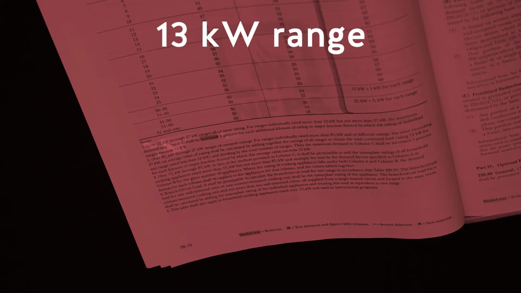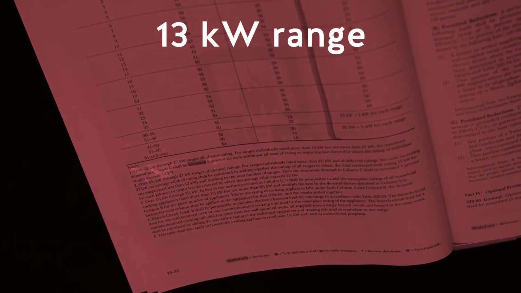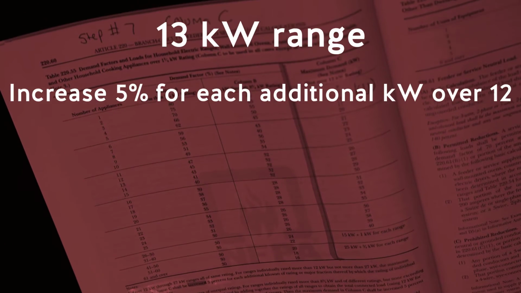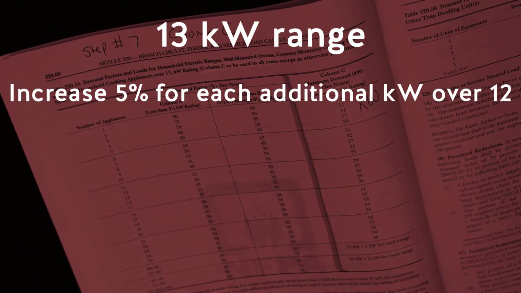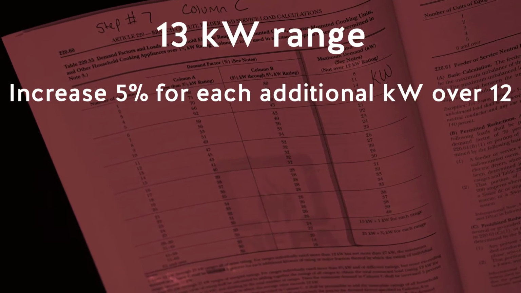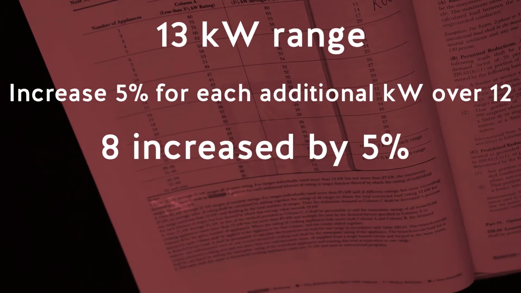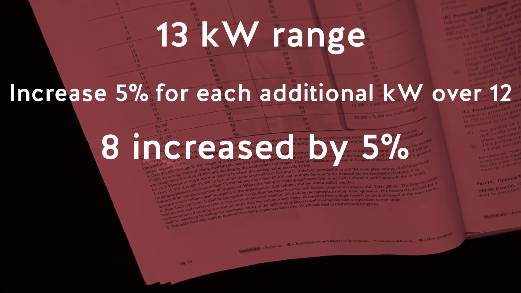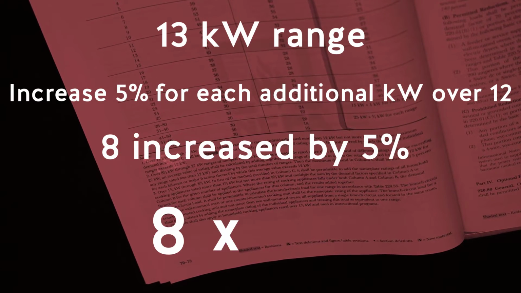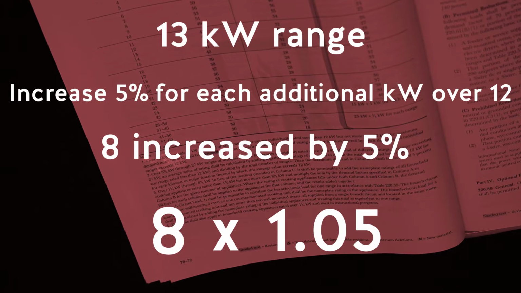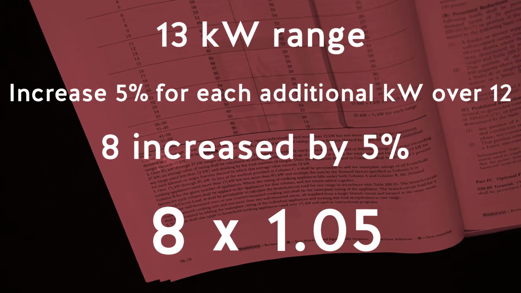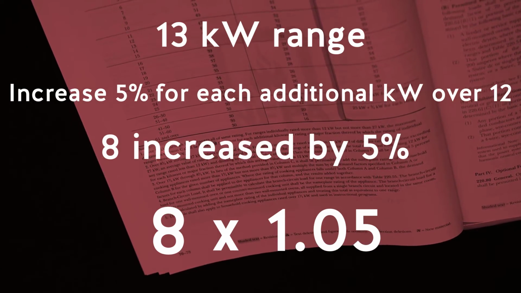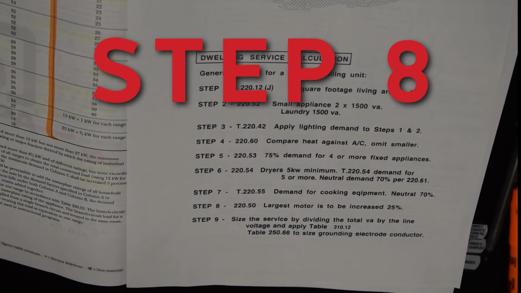So if we had more than 12, let's say a 13 kW range, for an example, what we would do is take note number 1, where it says we're going to increase 5% for each additional kilowatt rating or major fraction thereof above or exceeding 12. So the 8 would then be increased by 5%, because for one appliance, the number is 8 if it's 12 or less. But since it's more than 12, by my example saying 13, we take 8 and increase it by 5%. There are multiple ways you can do that. One simple way on a calculator is to multiply 8 times 1.05.